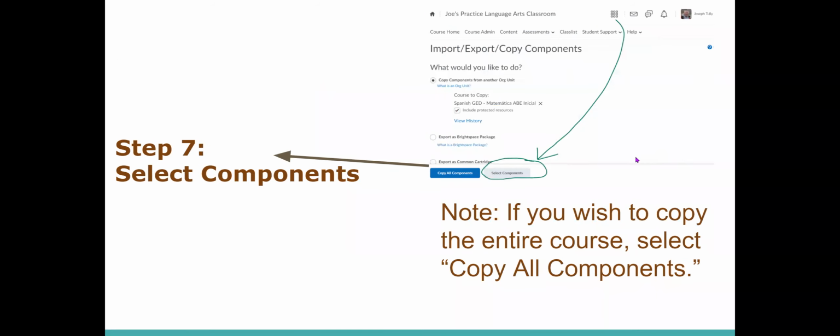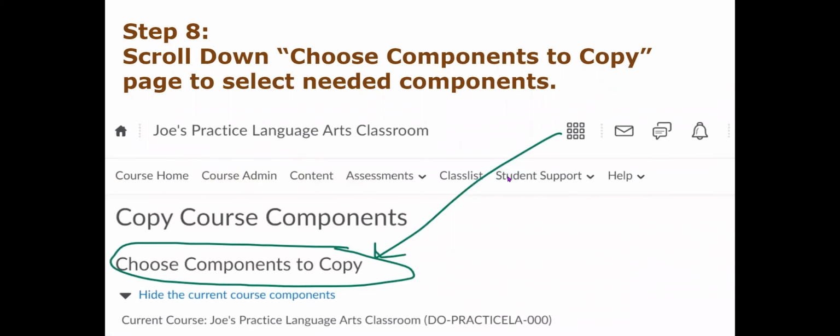I'm now going to select only certain components. It's going to ask me, what would you like to do? Would you like to copy the components? And of course, I do want to do that from Spanish GED Matemática. But I really don't want everything. There's 178 items in this particular course shell. I don't need 178. I'm only looking for a couple. So I'm going to select components. And then I'm going to scroll down and I'm going to choose the components to copy.